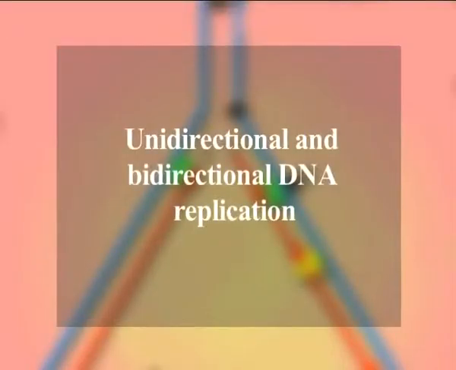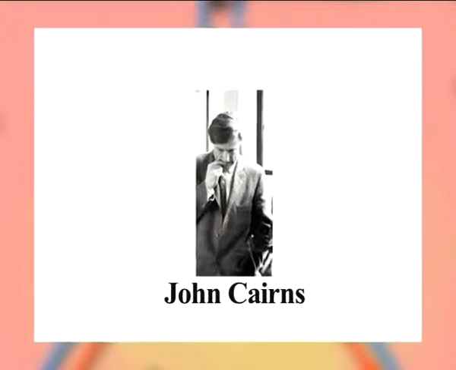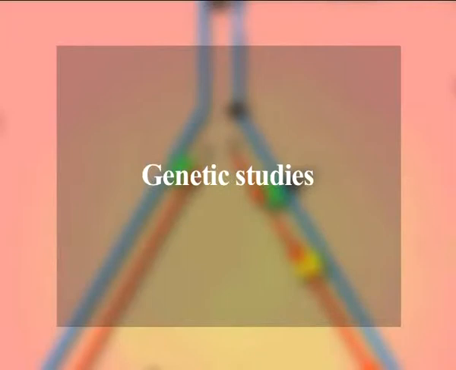Number 2, unidirectional and bidirectional DNA replication. According to John Cairns, the DNA synthesis starts at a fixed point on the chromosome and proceeds in one direction. It was subsequently realized that Cairns' results could be interpreted in terms of bidirectional replication also. Additional evidence supporting bidirectional replication was obtained from autoradiography, electron microscopy, and genetic studies.